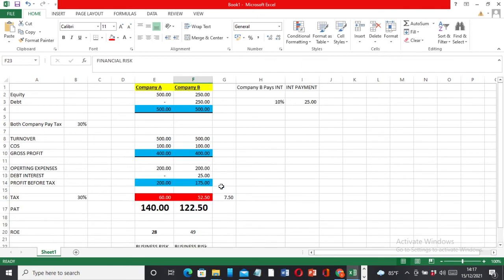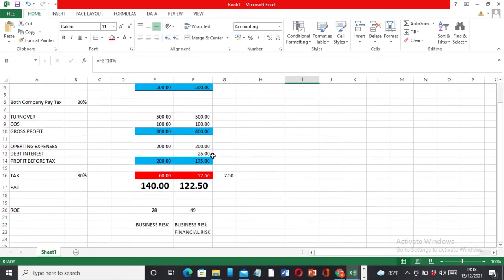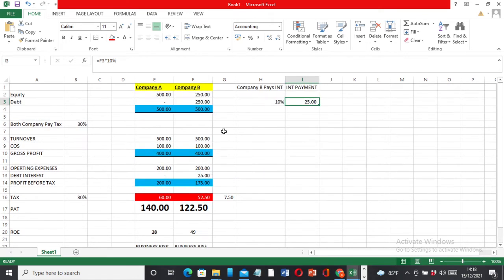What is the financial risk? Because you are also operating your business on debt, 250 million, and you're paying an interest of 25 million. In the event of loss of business, if your profit after tax cannot meet the interest payment, it's going to be riskier.